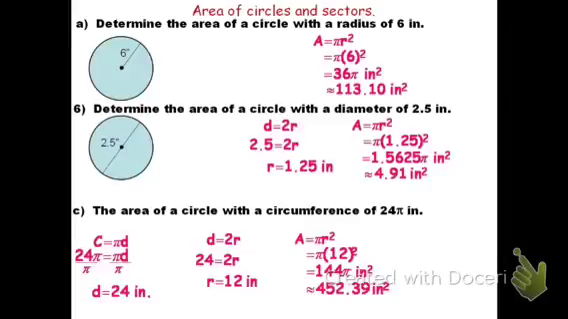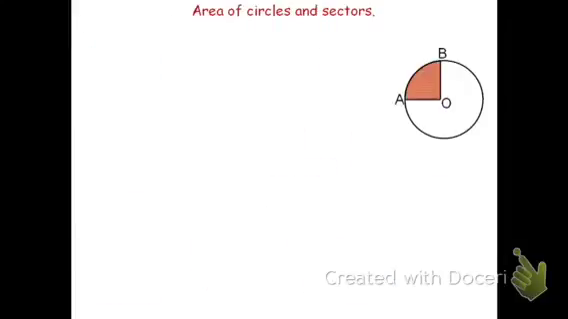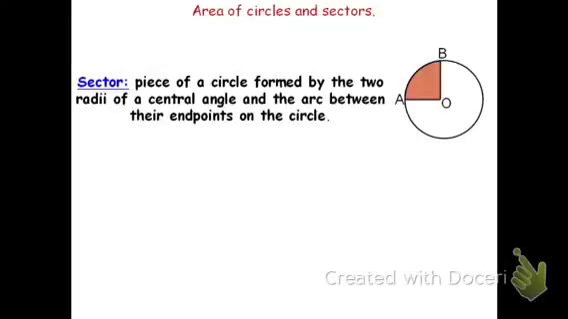Now the next piece is sectors. So now that we know how to do the area of a circle, we can use that to find the area of a sector. Here's a picture of a sector. This is sector AOB. A sector is basically a piece of a circle, and it's going to be formed by 2 radii, a central angle, and the arc between their endpoints. So in this case, we're talking about the 2 radii, AO and BO, and the arc AB. This forms a slice of the circle, and we call that a sector.